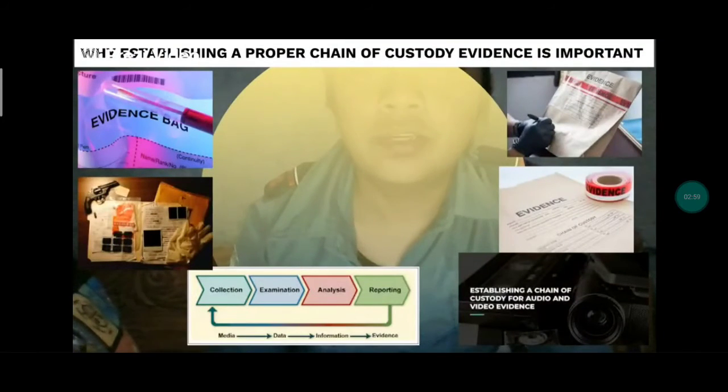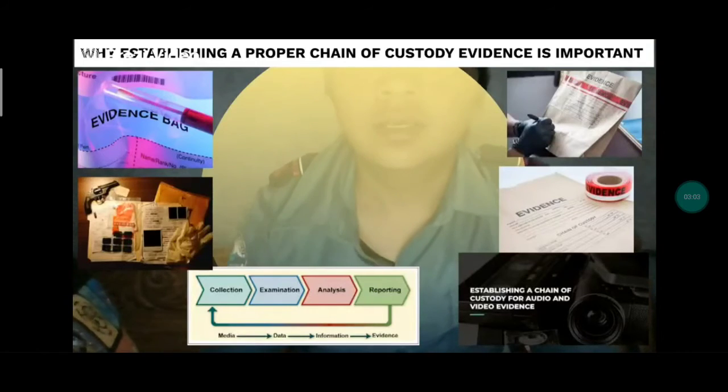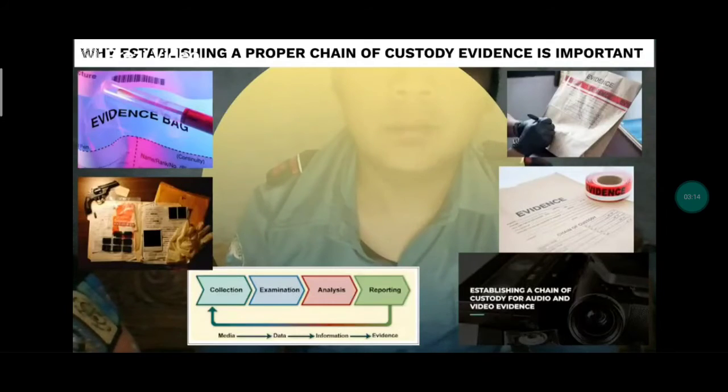Why is establishing a proper chain of custody important? It is important to not only document what is being obtained, but who is doing the collection, when it was collected, and other details that validate the evidence, because chain of custody documentation provides information regarding the collection, transportation, storage, and general handling of the electronic evidence.